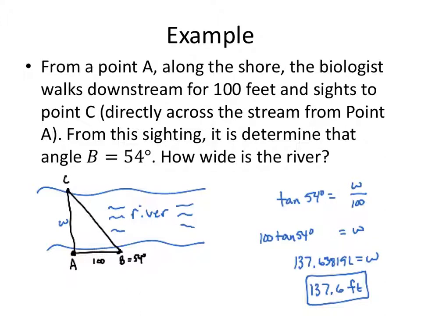Well, I have 100. This is adjacent to my B value, my angle. I want to know the width of the river. That's the opposite side. I don't really care about the hypotenuse at all, so I'm going to use tangent. The tangent of 54 degrees is W over 100. To get the width of the river by itself, I multiply both sides by 100. Using the appropriate mode in my calculator, or the degree symbol if you want to stay in radian mode, I find that this particular river in a made-up world is 137.6 feet wide.